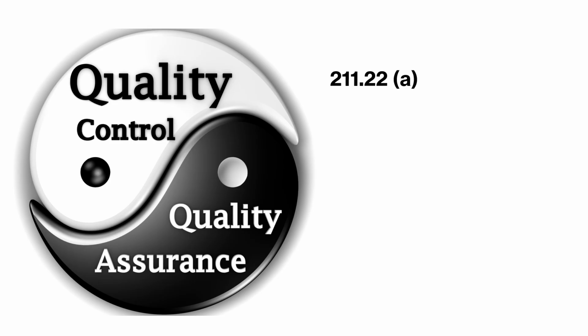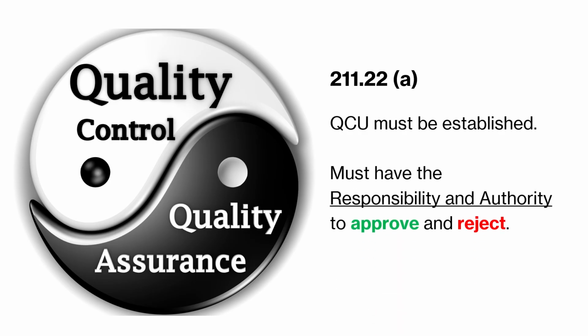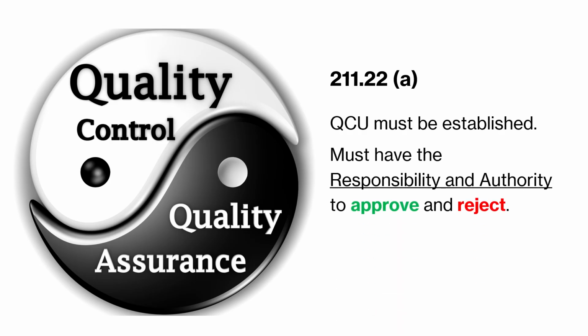211.22a requires an established quality control unit with real authority. Let me give you a real inspection example. FDA cited a company because the quality unit released product before all finished product testing was complete. Even though testing finished later, FDA said the damage was already done. The quality unit didn't act as a true gatekeeper. This is about independence. Quality has to be able to say no, even when schedules or business pressures push the other way.